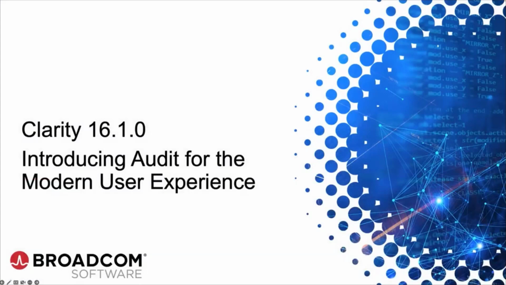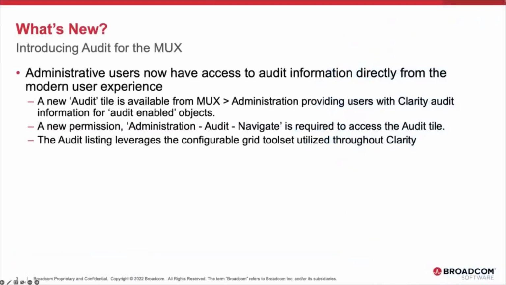In this section, we will review Clarity's audit enhancements for the modern user experience. So what's new? Administrative users now have access to the audit details directly from the modern user experience. There is now an audit tile available from the Modern UX administration area, providing users with audit details for audit-enabled objects. In order to access the audit tile, a new permission is required. This new permission is Administration Audit Navigate.